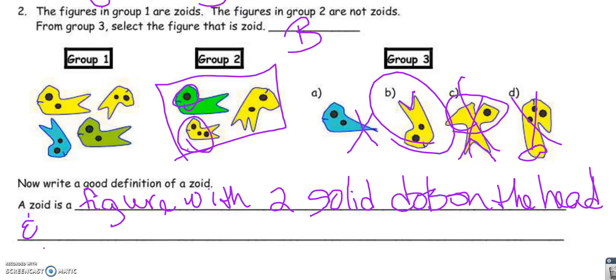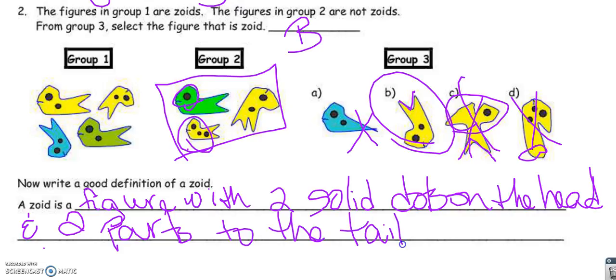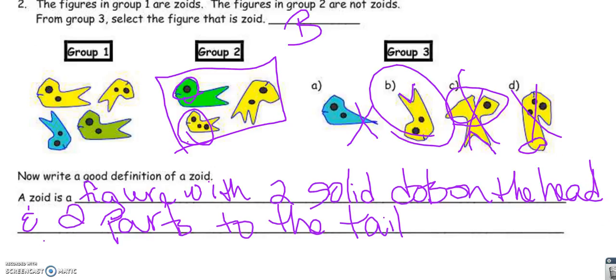And now let's look at the tail. Okay, tell me about the tail. Does it have 1 part, 2 parts, 3 parts? Okay, they all have 2 parts to the tail. Remember that we want to give specific definitions. We didn't say more than 1 part. We didn't say some solid dots. We said 2 solid dots on the head and 2 parts to the tail. So you've got to be specific when you're doing this.